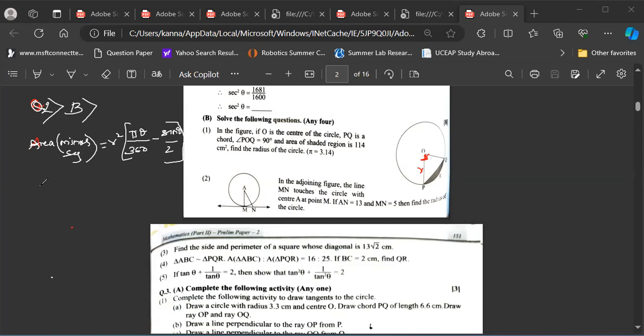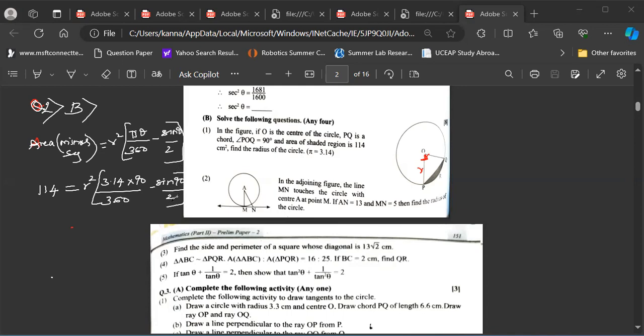So how much is it? 114 is equal to this r square, which you don't know, but pi, pi is 3.14. Theta is 90 upon 360, minus sine 90 upon 2.